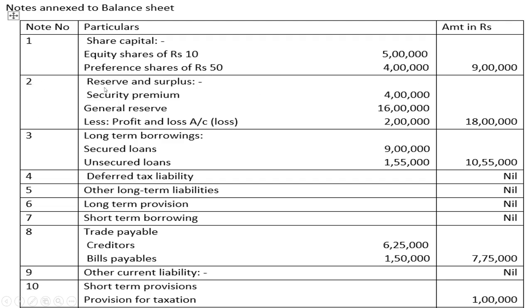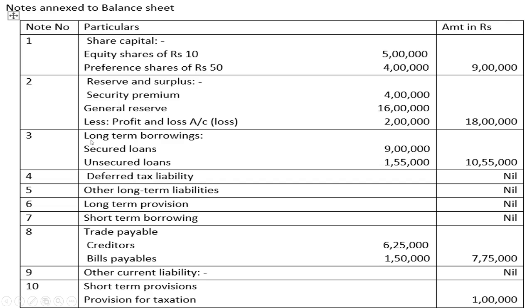The note number 2 is reserves and surplus. That's security premium 4 lakh, general reserve 16 lakh, and from that less profit and loss account loss balance. Here, since there is a loss balance, we are deducting it, 2 lakh. 16 plus 4 is 20 lakh, minus 2 lakh, 18 lakh is the remaining balance.